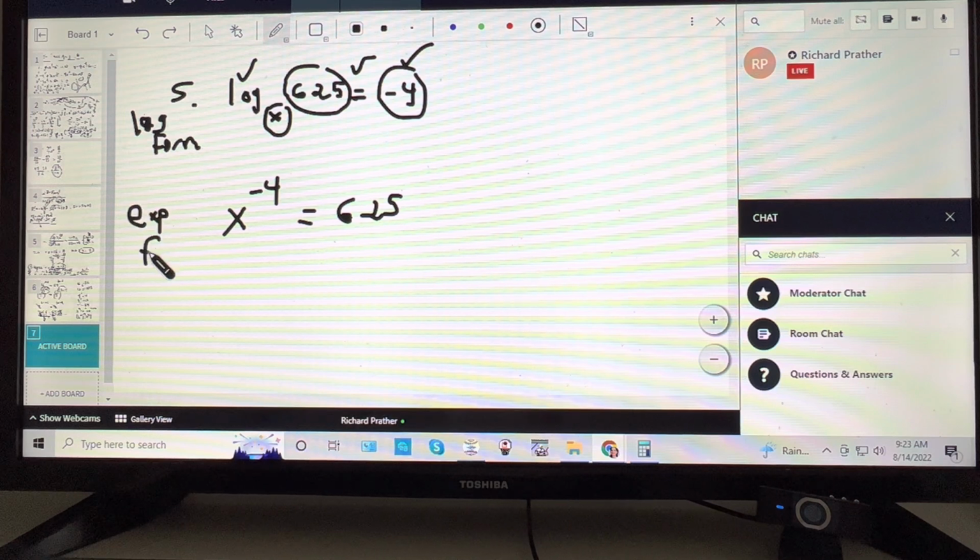Exponentials are usually a little easier to solve because we're more used to them from previous math classes. And now I just got to solve for x. So we've got a -4 exponent. I could make that 1 over x to the +4.